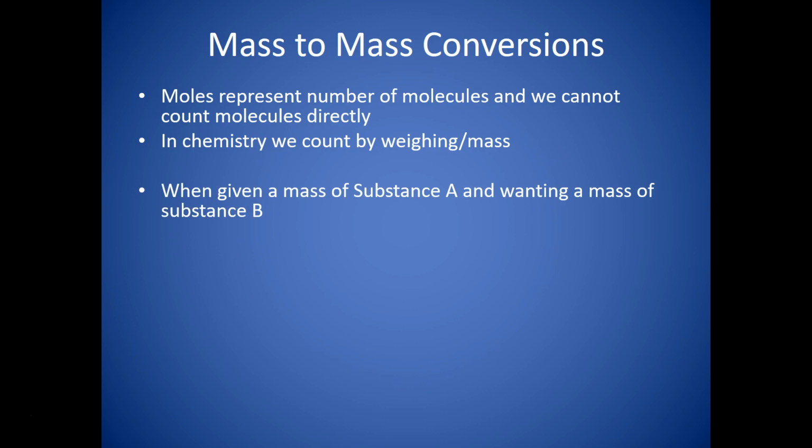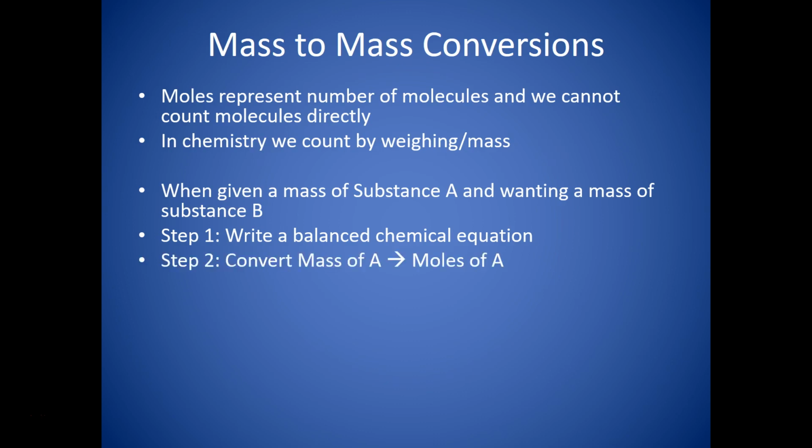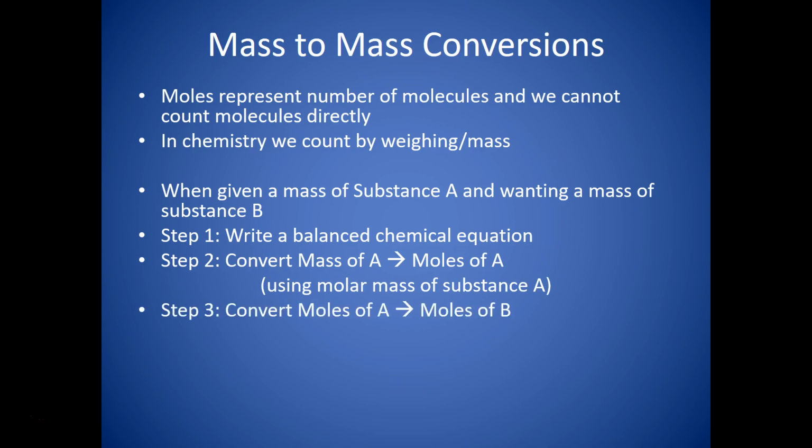So when you are given a mass of substance A and wanting a mass of substance B, it's pretty easy. First, we're still writing out a balanced chemical equation, just like you just learned how to. Then you're going to convert from mass A to moles of A, which we learned to do in our previous unit. You're going to use the molar mass of substance A, just like we did before. And then you're going to convert from moles of A to moles of B, which we learned how to do just in those previous slides, using that mole to mole ratio.